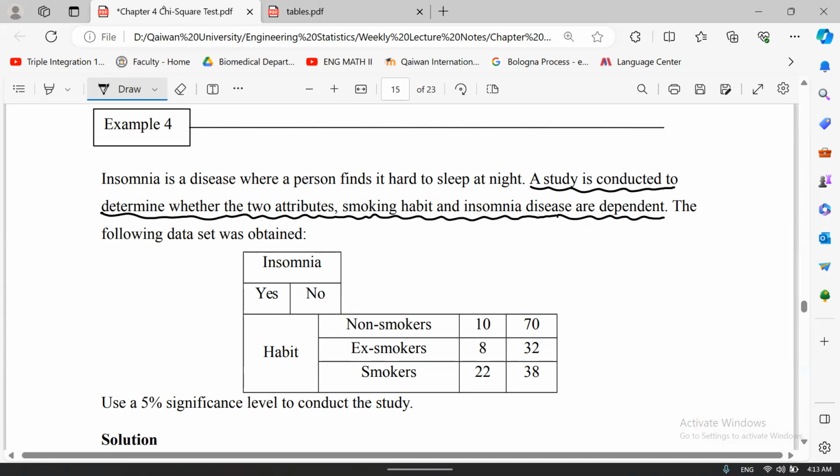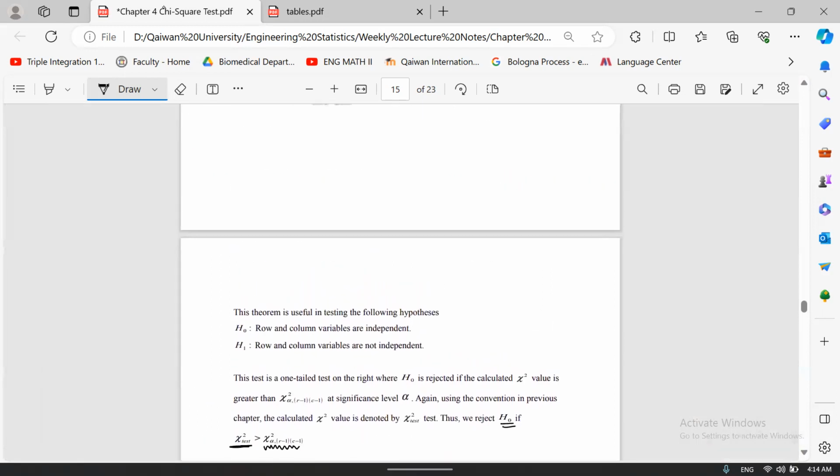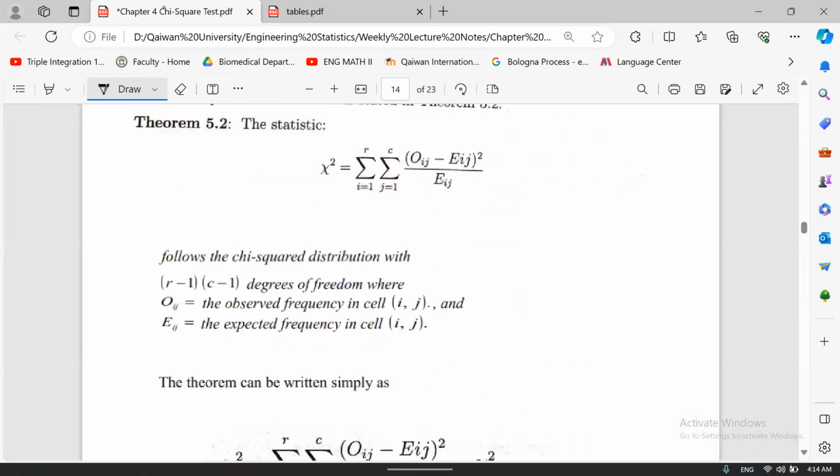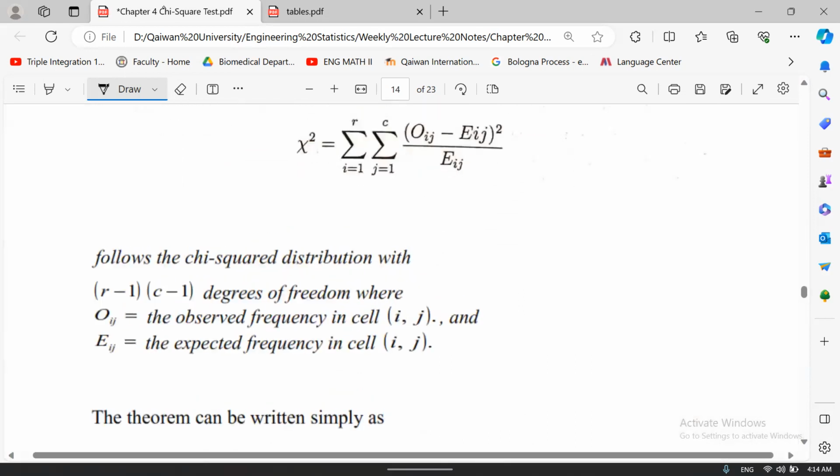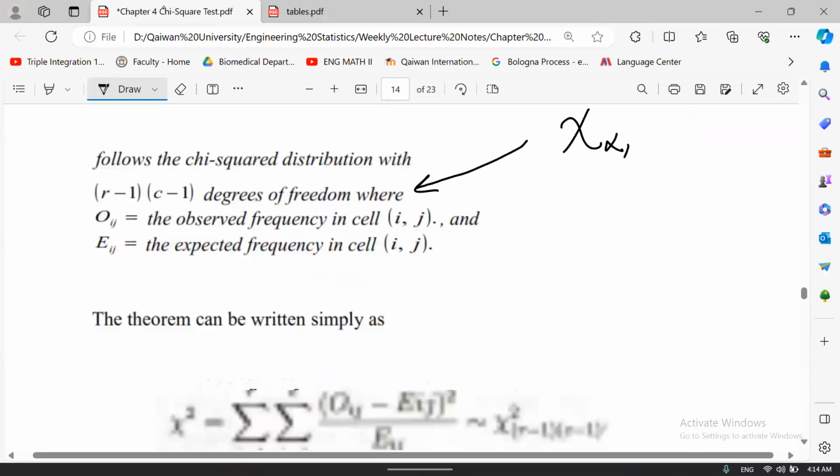That's it. It is the null hypothesis and the alternative hypothesis that will be given in the example. Now, let's check these values, R minus 1, C minus 1. R is the number of rows. C is the number of columns. That's the first letter of each. These are called degrees of freedom. We use them in finding the chi-square of alpha, R minus 1, C minus 1.